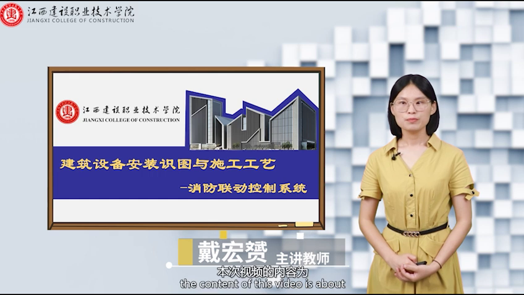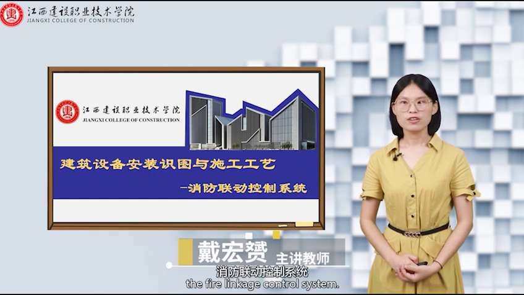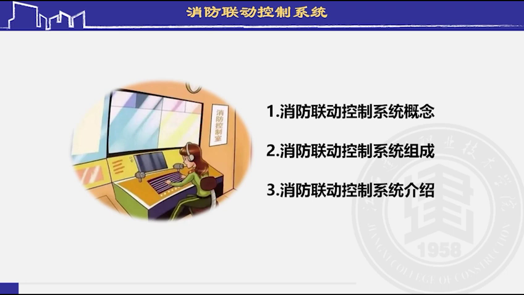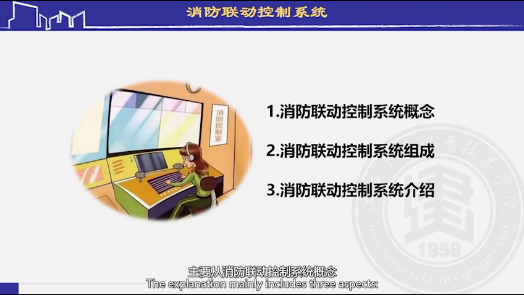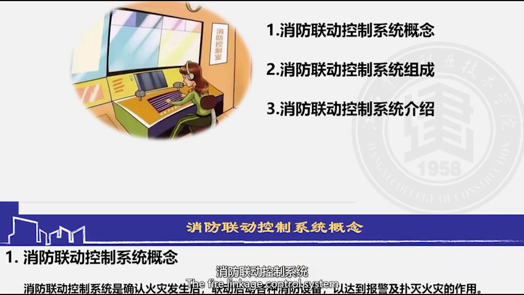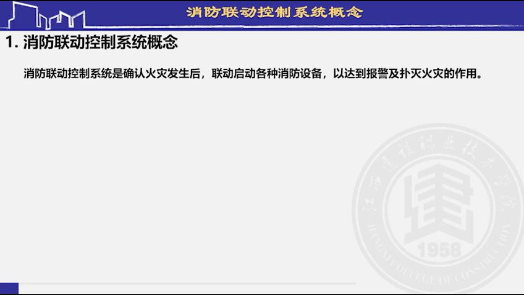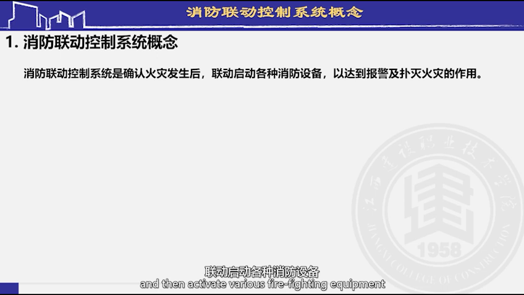Hello everyone, the content of this video is about the fire linkage control system. The explanation mainly includes three aspects: the concept of the fire linkage control system, the composition of the fire linkage control system, and the introduction of the fire linkage control system. The fire linkage control system is used to confirm the occurrence of a fire and then activate various firefighting equipment in a coordinated manner to achieve the functions of alarming and extinguishing the fire.